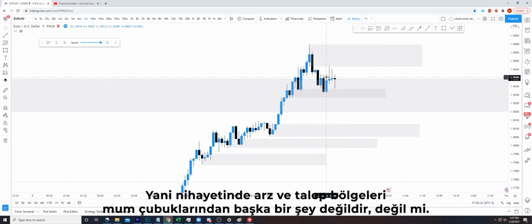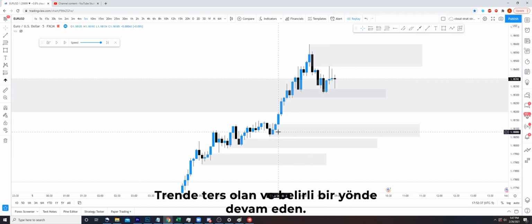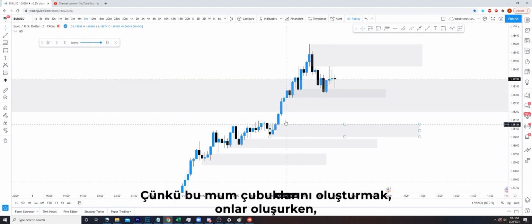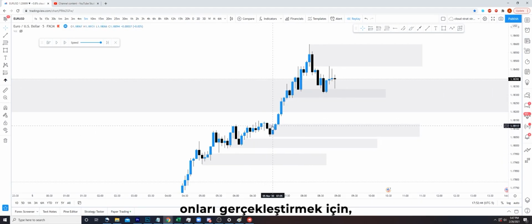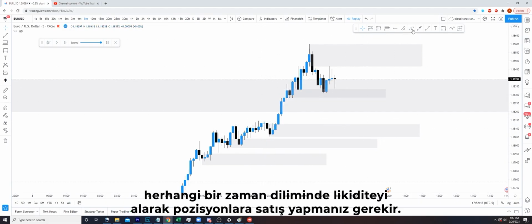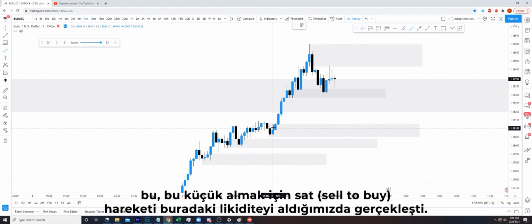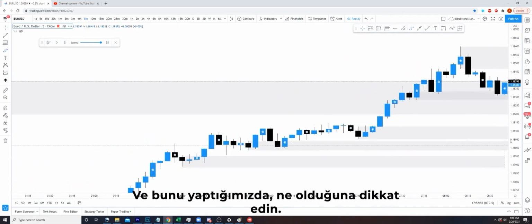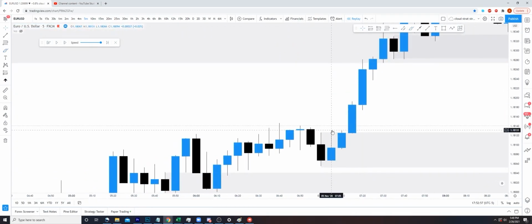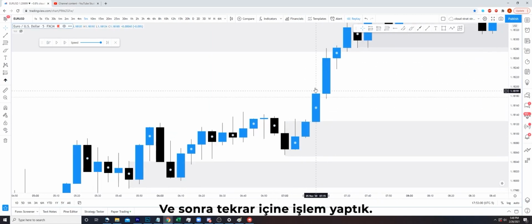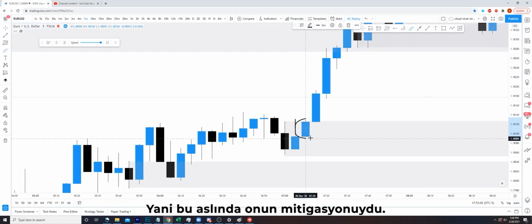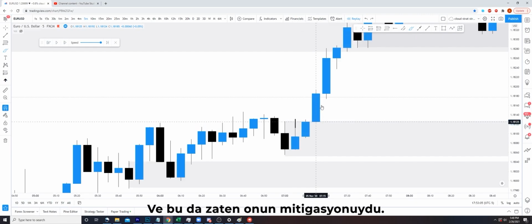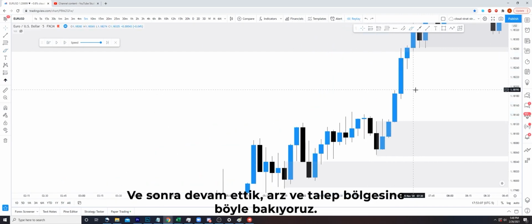So ultimately, supply and demand zones are nothing more than candlesticks, right? That are opposite the trend and continuing in a certain direction, right? Because to form these candlesticks, to make them happen when they occur, you have to sell into positions, taking out liquidity in any time frame. So in this case, this little sell to buy happened when we took out the liquidity here. And when we did that, notice what happened. We traded above, right? Validating this zone. And then we traded back inside it. So this was actually the mitigation of it. And this was already also mitigation of it. And then we continued. This is how we look at supply and demand zones.